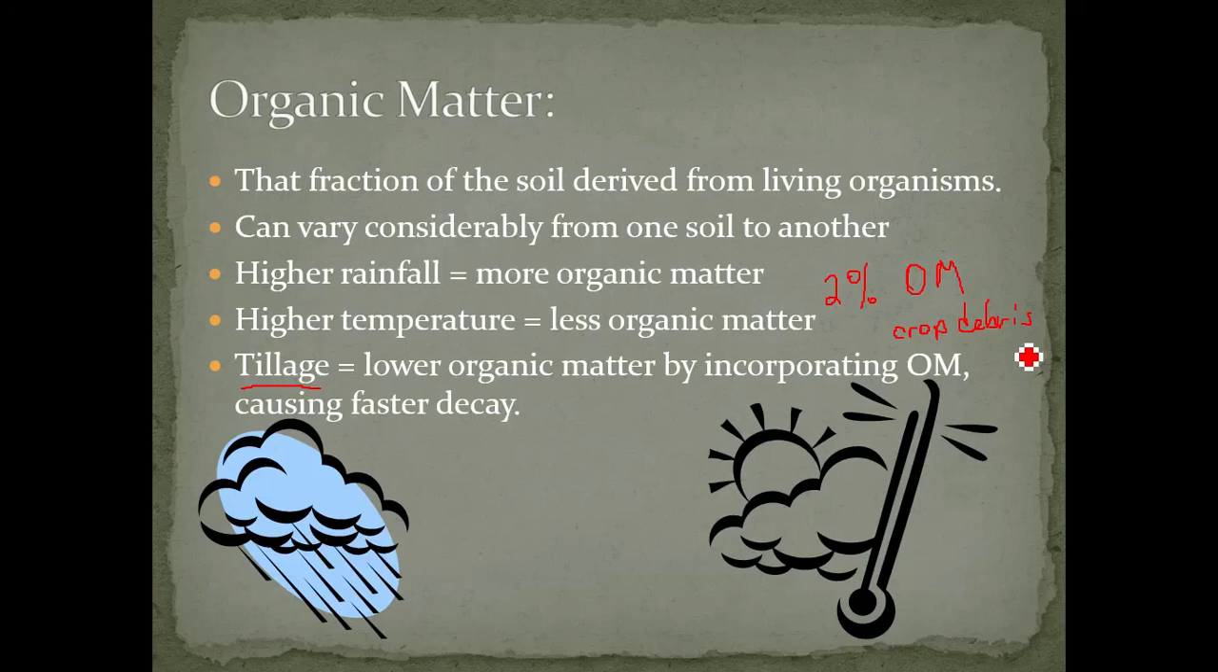But once you till that crop debris under, invert the soil, put the crop debris under, and have a smooth, weed-free surface, you incorporate that organic matter and it causes faster decay down beneath, and that again can harm the overall organic matter content of that soil. This is something that we do.